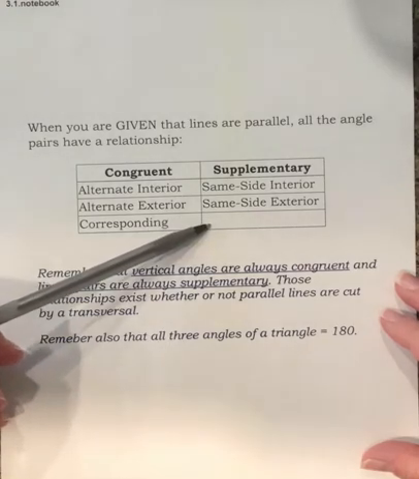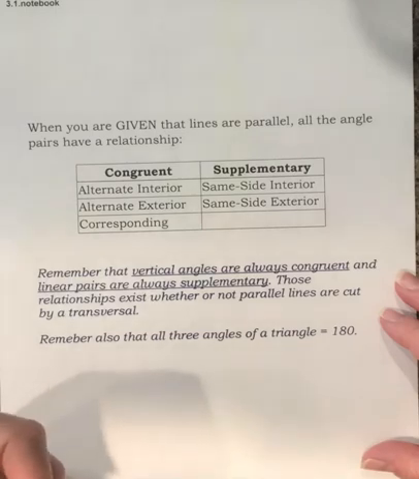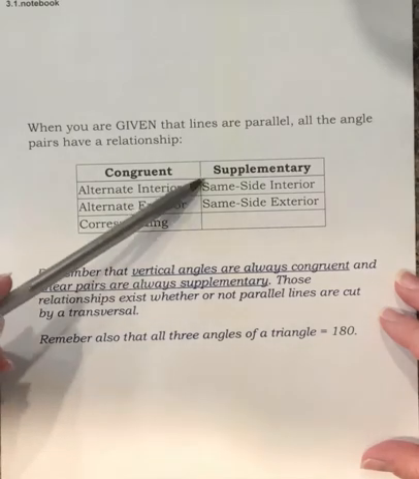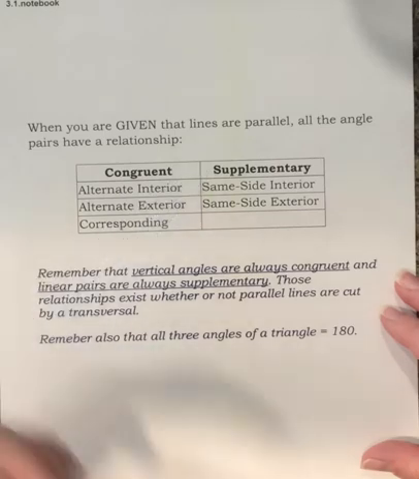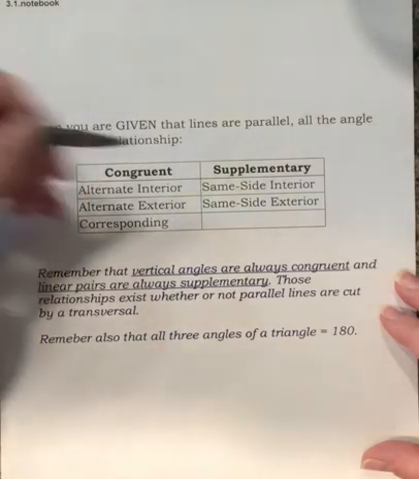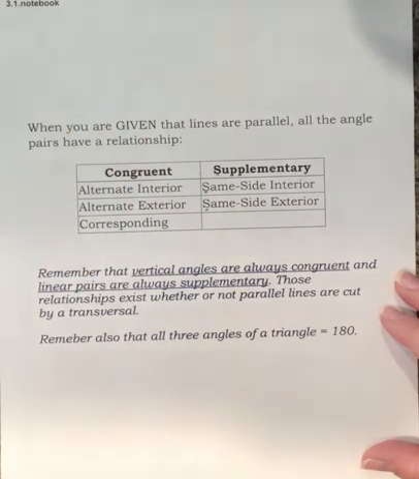Anytime you have lines cut by a transversal, you will have same side interior and same side exterior angles. But again, when you're given that those lines are parallel, then these same side interior and exterior angles end up being supplementary. So the best way that people tend to use that is same side supplementary. Your angle pairs that are starting with S are supplementary. The other ones are congruent.